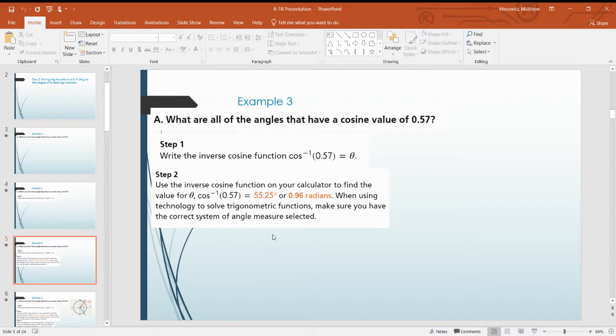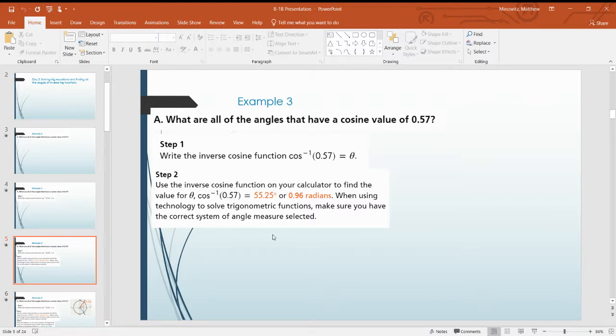When using technology to solve the trig functions, make sure you have it in degree mode or radian mode, depending on what the problem's asking. A lot of times when we do circles, I see radians, but I've also seen these problems in degree mode as well.